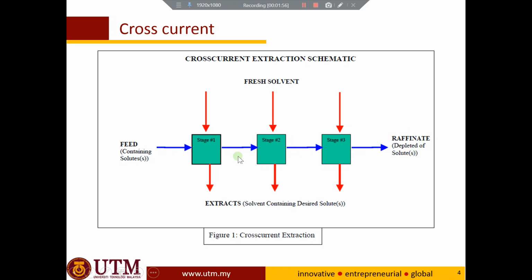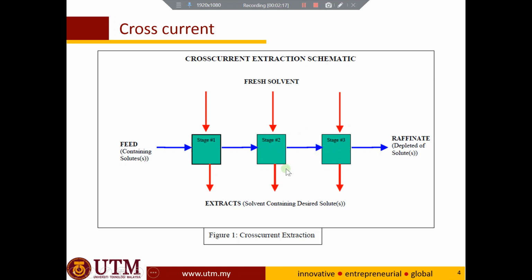Okay, maksudnya mungkin kat sini the first stage you can only extract 50%. So the concentration, let's say the concentration is 10 ppm, you extract 50%, it becomes 5 ppm. You extract again 50%, so here it becomes 2.5. Okay, so you extract lah.